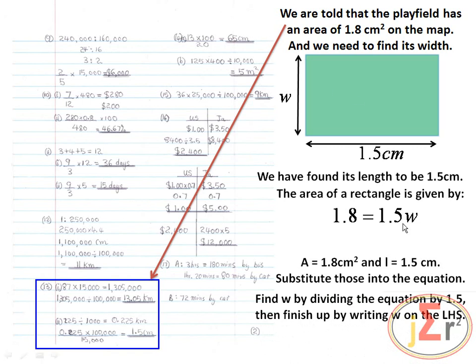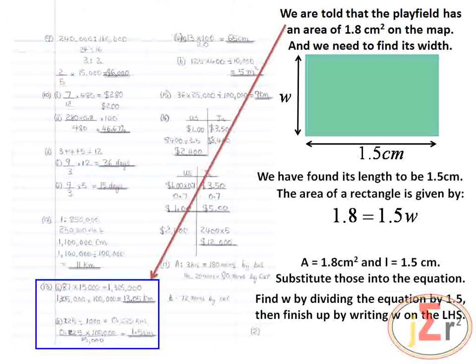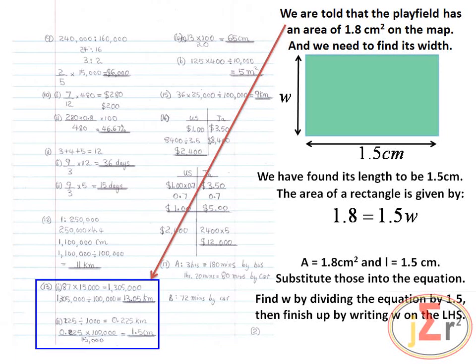So here we have W being multiplied by 1.5. In order to eliminate this 1.5, we will divide by 1.5. So divide that by 1.5. But this is an equation. Whatever we do to one side, we also need to do it to the other side. So divide both sides by 1.5.